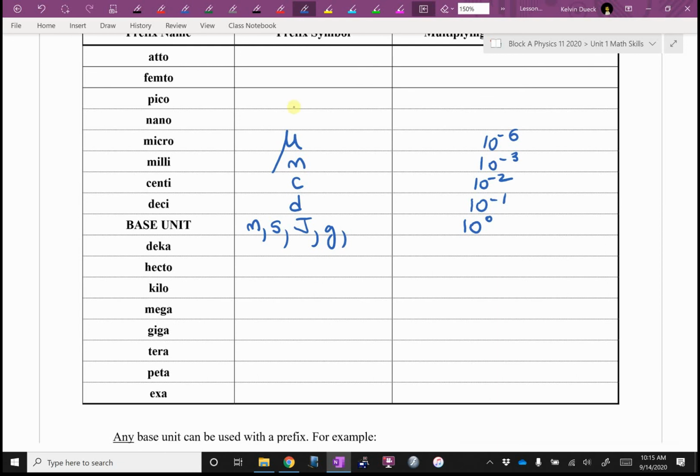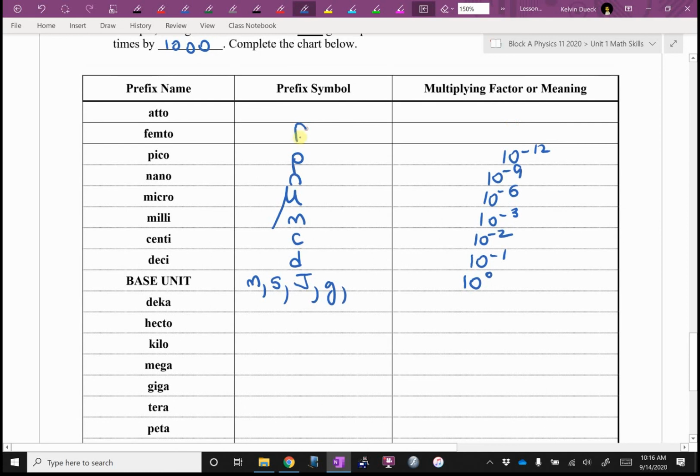Then there's nano, lowercase n, 10 to the negative 9. I used to stop there. Then there's pico, which is lowercase p, and now you're noticing they go up by threes because every 3 digits in our numbering system, you've moved to a new set of numbers, whether it's thousands or millions or billions or trillions, and kind of the same way going backwards. So I think it's 10 to the negative 12, yes? Femto, 10 to the negative 15.